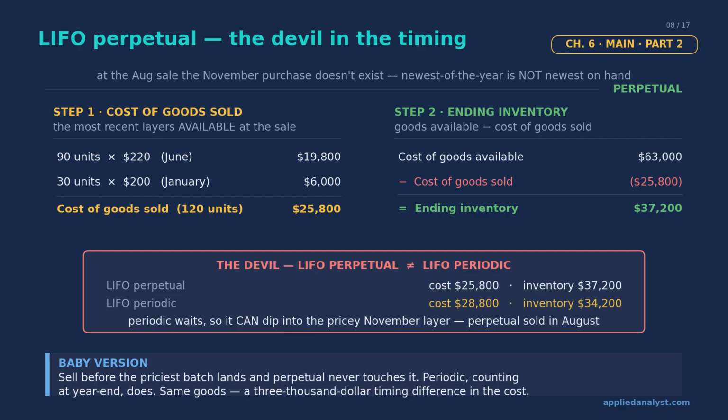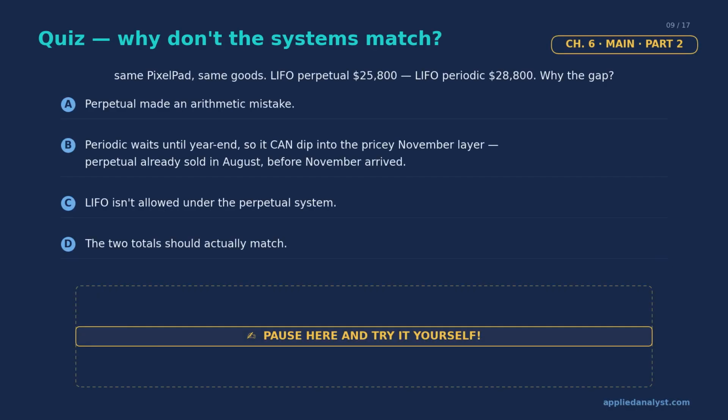So before we move on, let's make sure it landed. Pause and answer this. It's the exact trap we just walked through. Same PixelPad. Under LIFO, Perpetual gave cost of goods sold of $25,800, but periodic gave $28,800 from the identical goods. Why the gap? Option A, Perpetual made an arithmetic mistake. Option B, periodic waits until year-end, so it can dip into the pricey November layer at $240, but Perpetual already sold in August before November arrived. Option C, LIFO isn't allowed under Perpetual. Option D, the two should actually match. Pick one before you hit play.